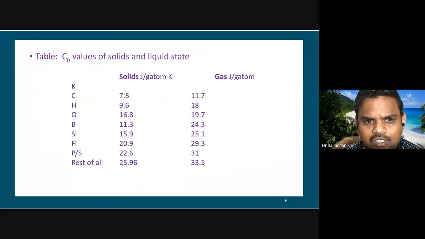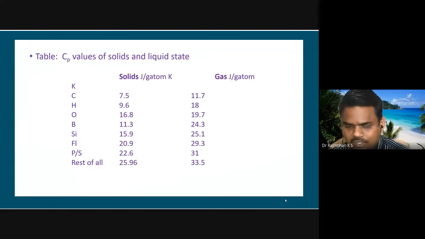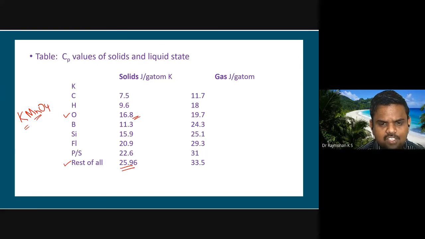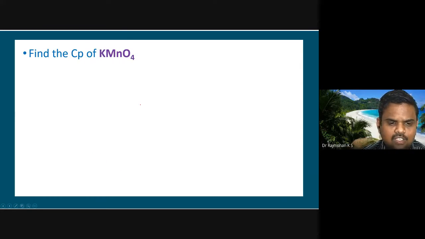But how to use it? For example, if CP values of the solids are given, like for carbon, if it is in solid state or gas state, we are having the value. So for carbon, hydrogen, oxygen, boron, silicon, fluorine, phosphorus or sulfur, and for the rest of the materials, we have a value of 25.96. So what we can do is, we want it for KMnO4. Remember, K comes under the rest of the substances, Mn is also not listed. For Mn and K, we can take the value of 25.96, whereas for oxygen we are having a value of 16.8, right? So we can determine the value.